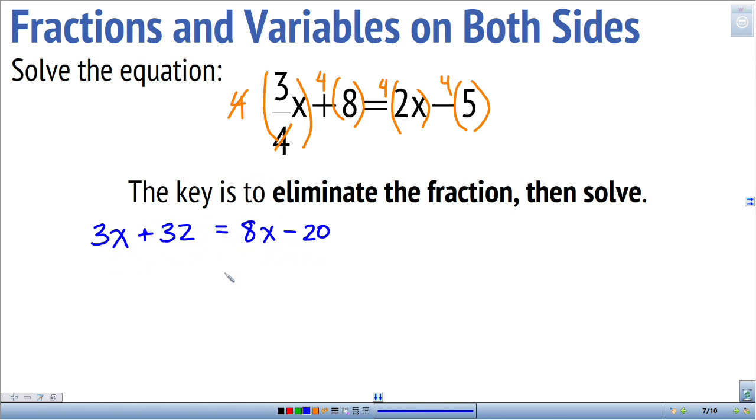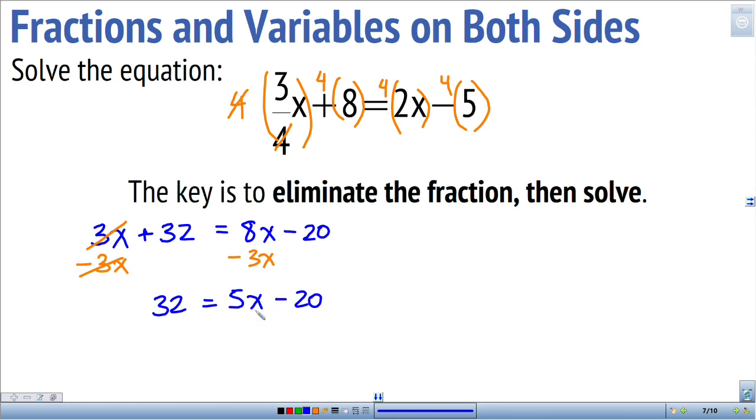So again, we go with our strategy of eliminating the lowest term. So 3x is lower than 8x. So I'm going to subtract 3x, and I'm going to do that on both sides. So that 3x and that minus 3x will divide away. So I'm left with 32 is equal to 5x minus 20.